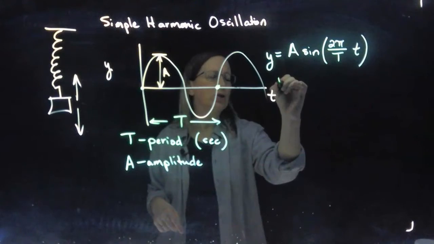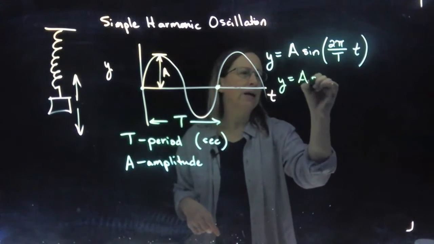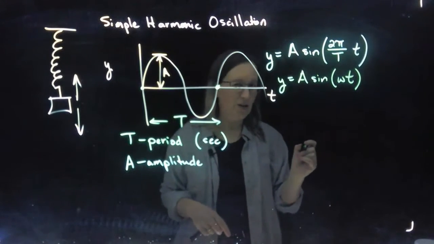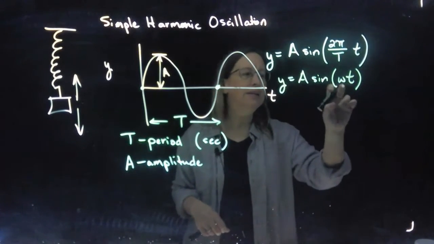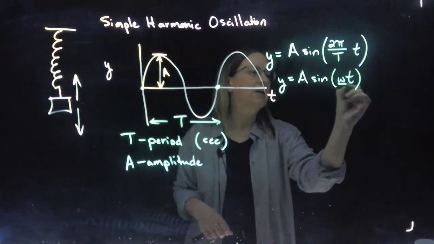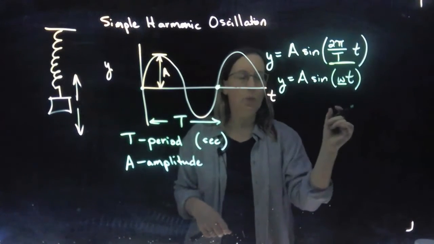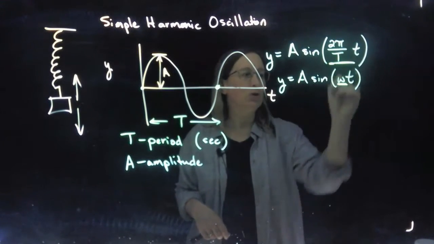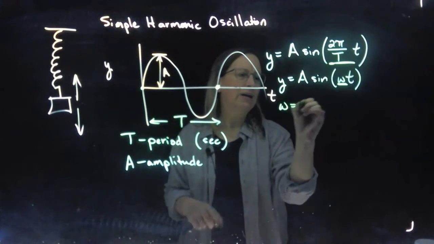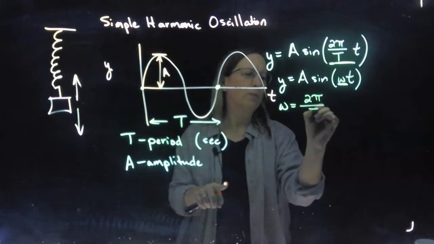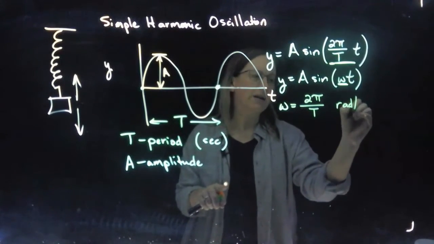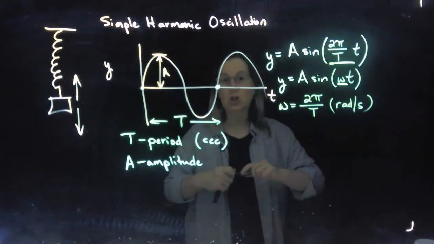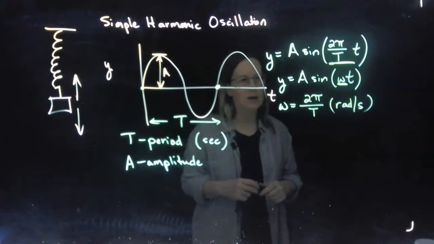So very often you'll see this written as y is equal to A sine of omega t. Yes, the omega that we saw in rotational motion. We'll get back to that. But this is in radians per second because it's got to end up in radians when we get finished. So omega is 2 pi over the period, and it has units of radians per second, just like it did before, even though there's nothing rotating here. It's just because the units are the same that we use the same expression.